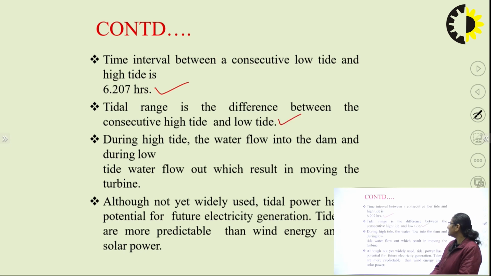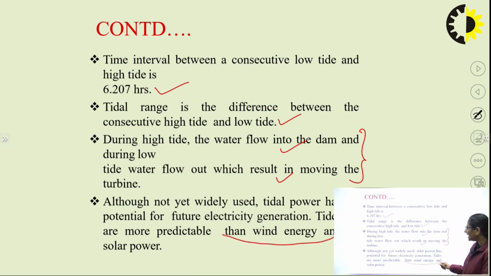During high tide, the water flows into the dam, and during low tide, the water flows out, which results in moving the turbine. In fact, the movement of the turbine depends upon what kind of tidal power plant we have. We may have rotation of the turbine during high tide as well as during low tide if the construction of the tidal power plant supports it. Although not yet widely used, the tidal power plant has potential for future electricity generation. Tides are more predictable than wind energy and solar power, as I mentioned just before this.